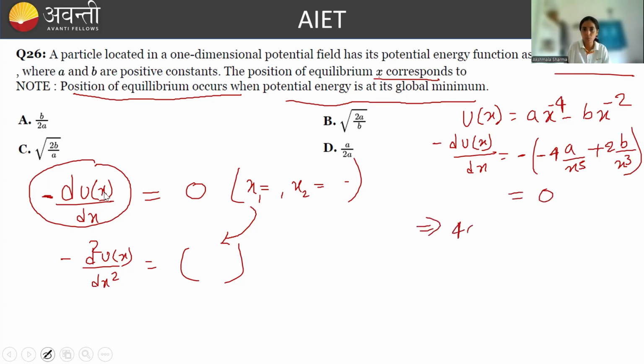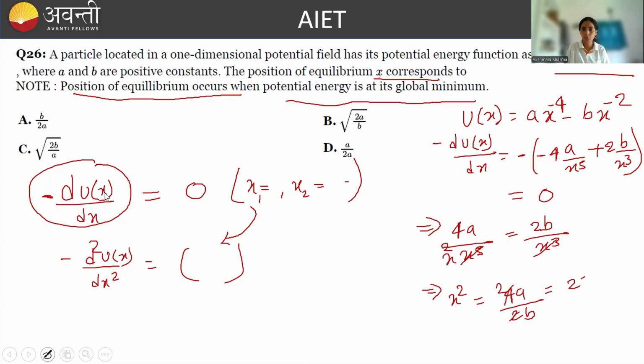So this is 4a divided by x to the power 5 is equal to 2b divided by x to the power 3. So here it will become x to the power 5 over x cubed, x squared, and x squared is equal to 4a by 2b. So this is your 2a by b. So x value we are getting only one x value, and another also we can get, like x squared.